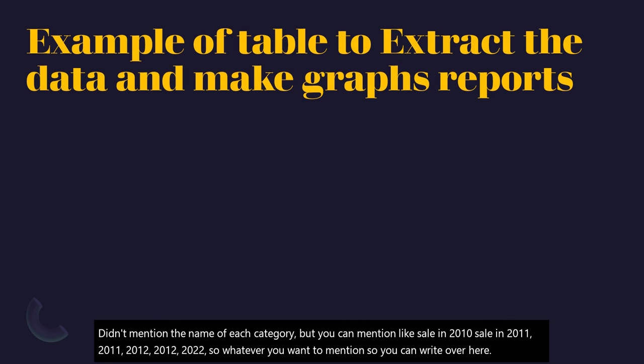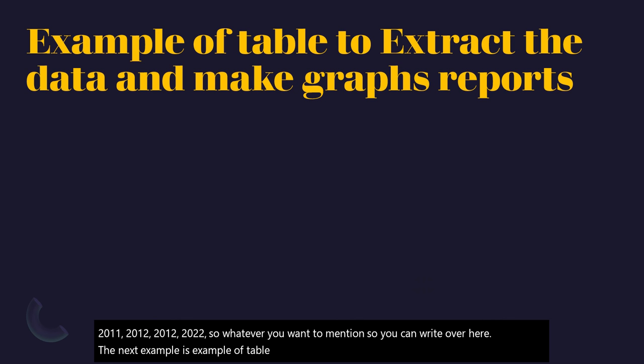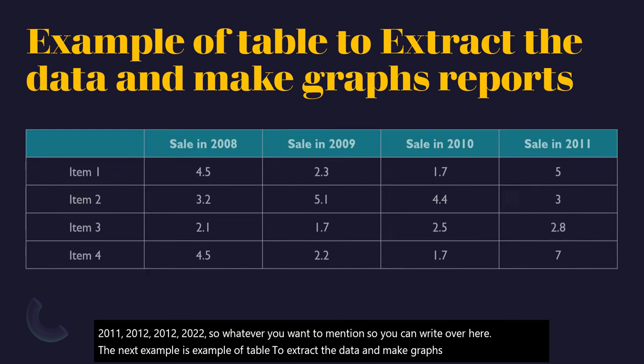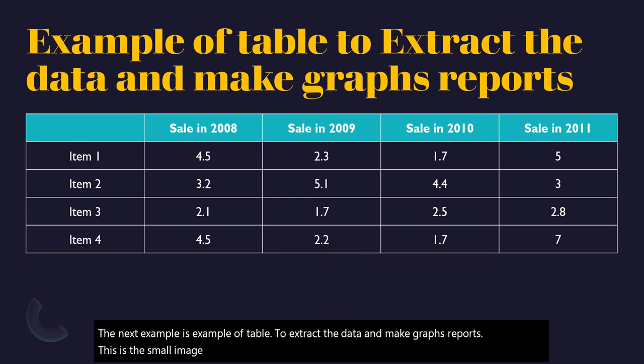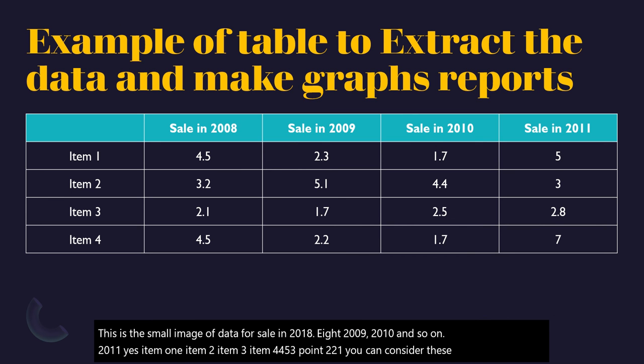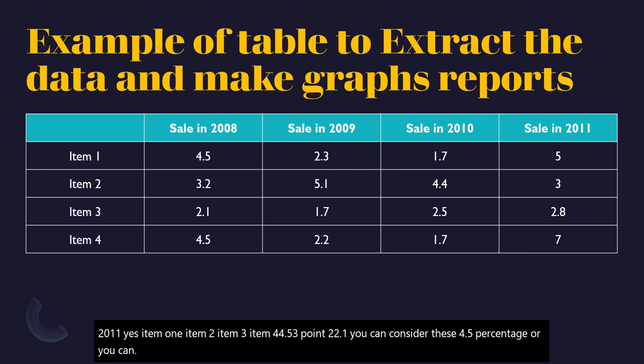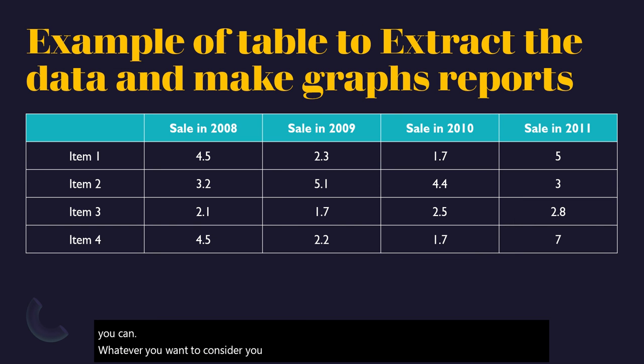The next example is an example of a table to extract the data and make graphs and reports. This is the small image of data for sales in 2008, 2009, 2010, and so on, 2011. Item 1, item 2, item 3, item 4, 4.5, 3.2, 2.1. You can consider this 4.5 as a percentage, or whatever you want to consider, just for a report purpose.